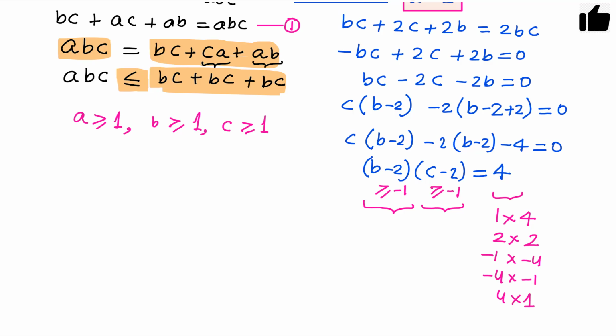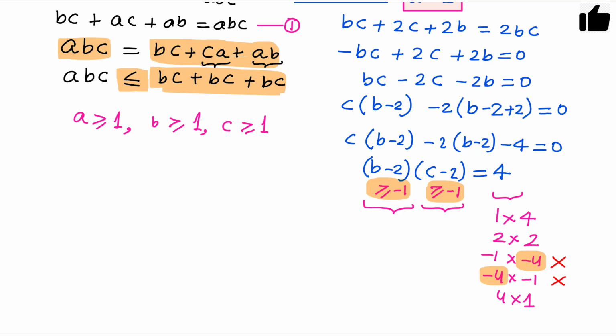Now see, if you consider this solution, this is minus 4. But we have said this has to be greater than or equal to minus 1. So this solution is not accepted. Similarly, here you have minus 4, but we said this has to be greater than or equal to minus 1. So this is also not accepted. So this solution is gone, and this solution is also gone.